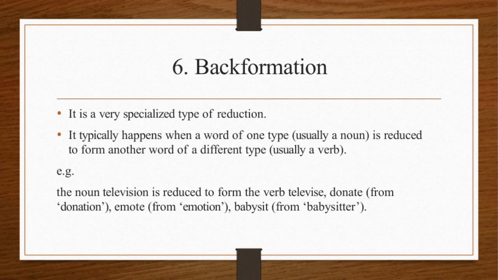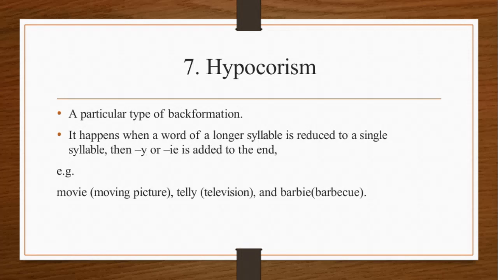The key idea here is that backformation involves starting with a noun or another form and creating a new verb by removing a part of the original word. This process is fascinating because it shows how language is always evolving, often in very creative ways. It ties into our overall theme of how words change and adapt over time through various types of word formation processes. Now let's talk about a specific type of backformation.